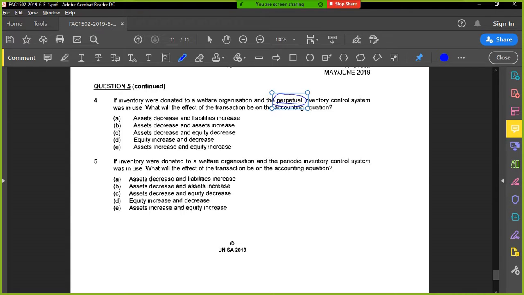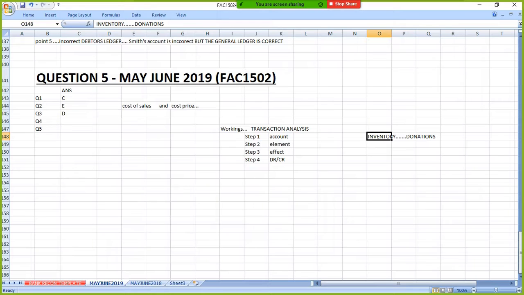Happy? Yes. Okay, perpetual means inventory is inventory. Element, what is inventory? It's an asset. What is donations? An expense. What is the effect? What's happening to your inventory? Decrease. What's happening to your donations? Increase. Assets decrease where? On the credit side. Assets decrease on the credit side. Okay, so there's the answer.